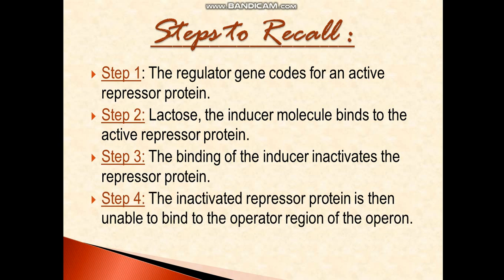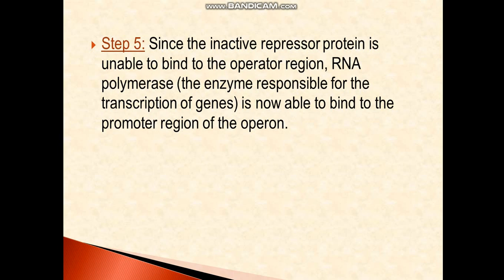Now fourth step, the inactive repressor protein is then unable to bind to the operator region of the operon. Of course, this will happen when the inducer has stopped the repressor. The repressor will not be going and binding to the operator, and due to this what will happen? Step 5. Since the inactive repressor protein is unable to bind to the operator region, RNA polymerase, the enzyme which is responsible for the transcription of genes, is now able to bind to the promoter region of the operon, and it can slide and transcribe.